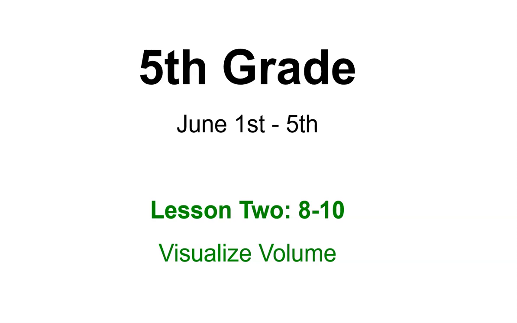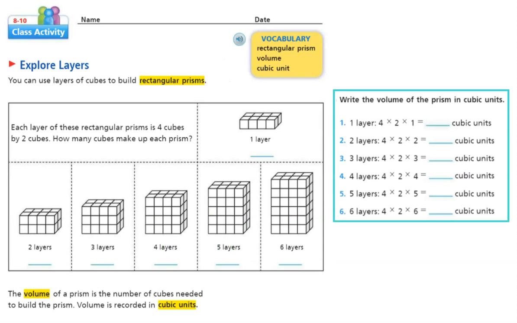Alright guys, so for lesson 2, 8-10, it's to visualize volume. And again, this is a little bit more difficult because I don't have the Unifix cubes that you have at home, but that's fine because this is a pretty good visual. So make sure your journal's open to 8-10, and they're going to kind of walk you through what they mean here by showing you an actual visual of that.